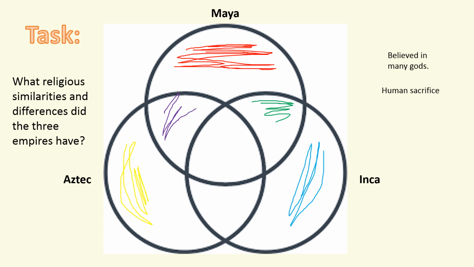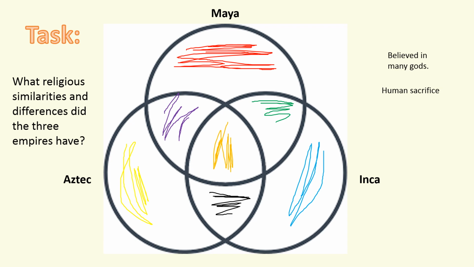here in this section. And if there's a belief that is shared by the Aztec and the Inca, I'll use black, it goes over here. And if there's a belief that is shared by all of them, let me use the color orange, it goes right here in the middle. So I have 3 examples.